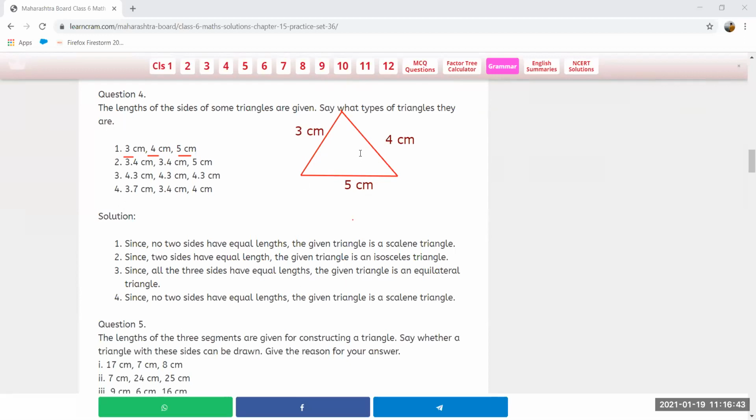All the sides of a triangle are different. Therefore, the given triangle is a scalene triangle. Okay.